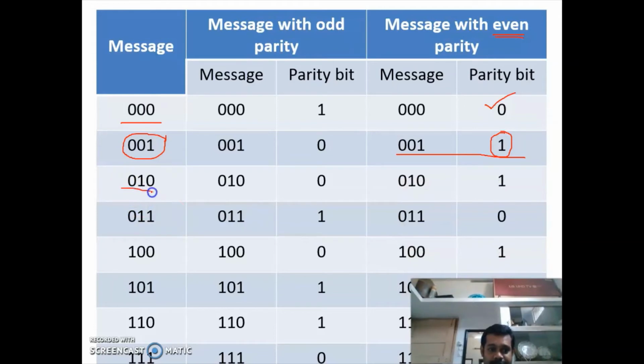Next you consider this message. The number of ones in this message is only 1. 1 is an odd number, but we are considering even parity. So we have to add one more 1 so that the number of ones in message plus parity will become even. Then you consider the message 011. Here we have two ones, which means even, and we are considering even parity. So no problem. We only have to include 0. No need to include 1 because it is already even. Like that we will write all the rest.